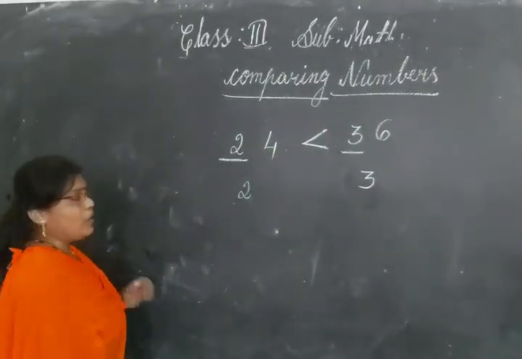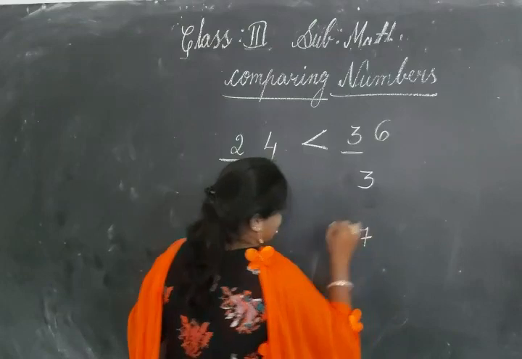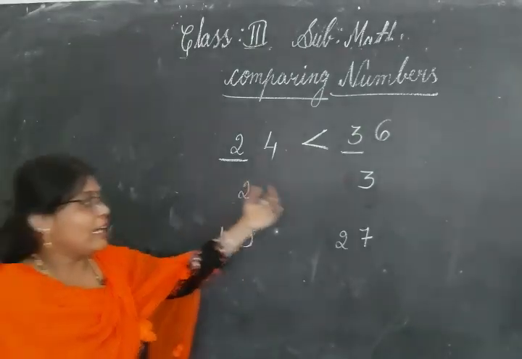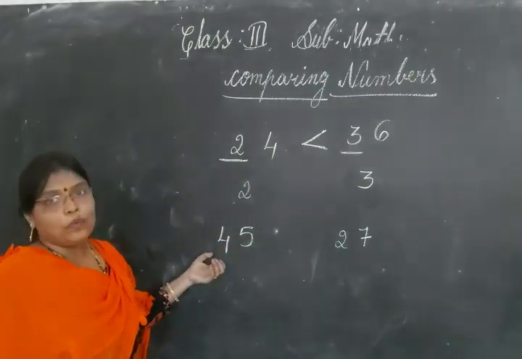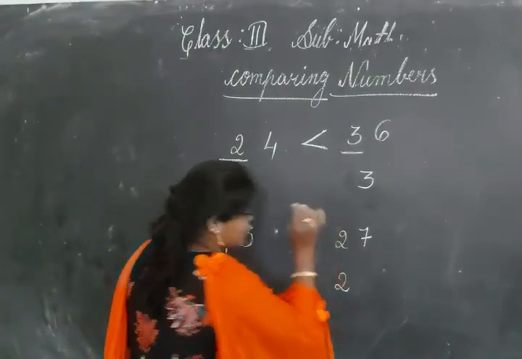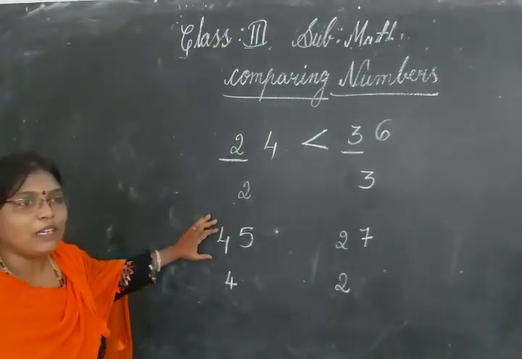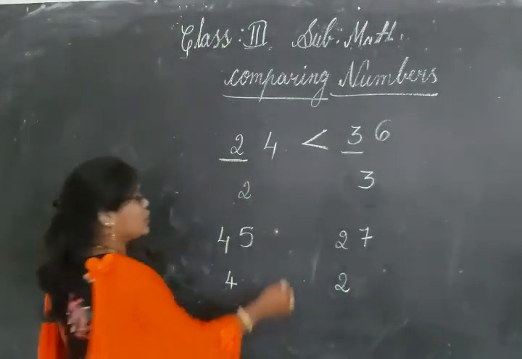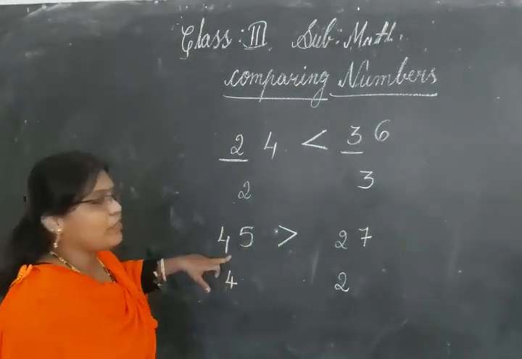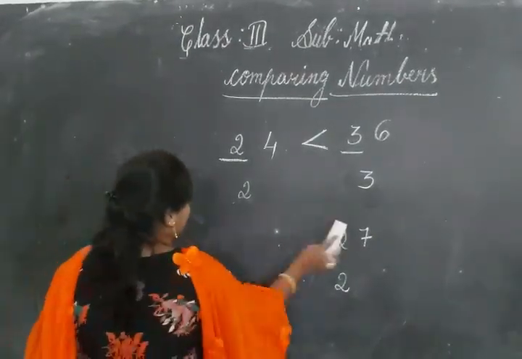Let's try this on your own. See children, here in this number we have two digits and here two digits. Now let's see the first digits. 4 here and 2 here. What is the bigger number among these 2? 4. So what is the bigger number here? 45. So 45 is a bigger number than 27. So here 45 is greater than 27. Very good. See children.